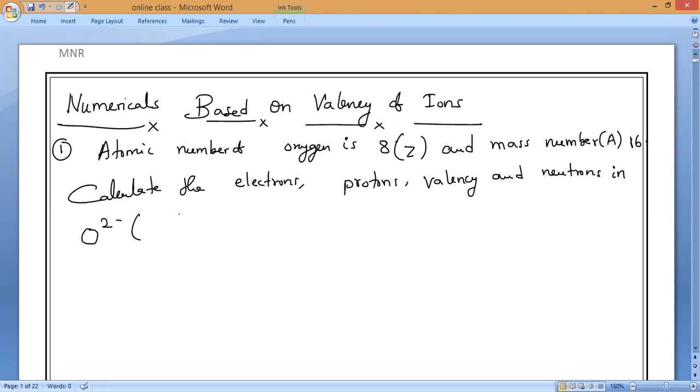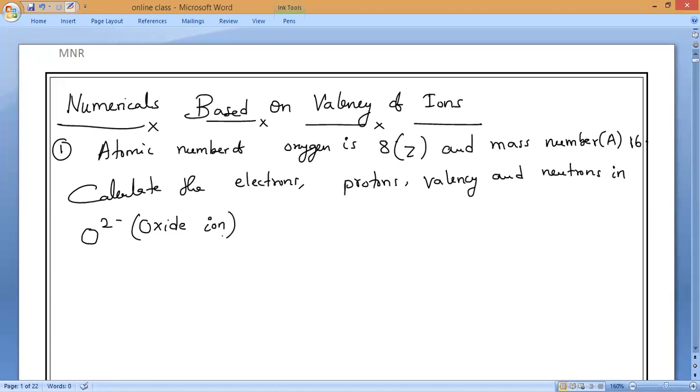Anybody tell me? Cation, sir. Name, Hari, I am asking. Oxide ion. For anions, you add a prefix or suffix. I told you so many times. Oxide ion. Keep it in mind, oxide ion.